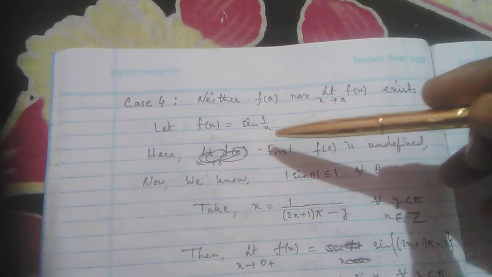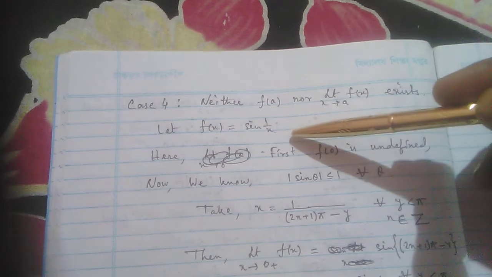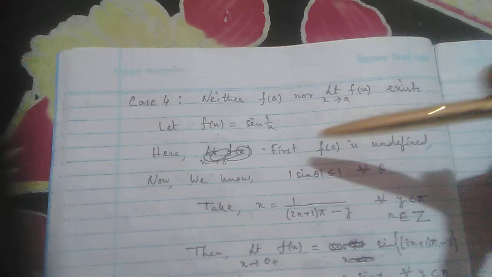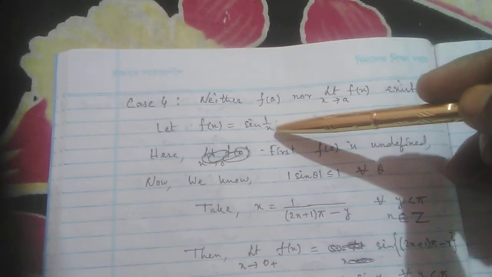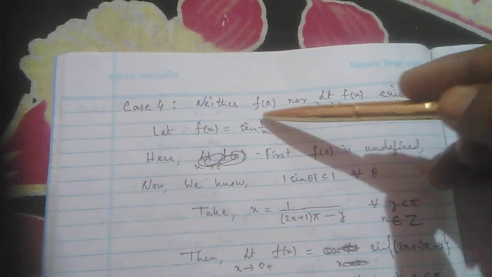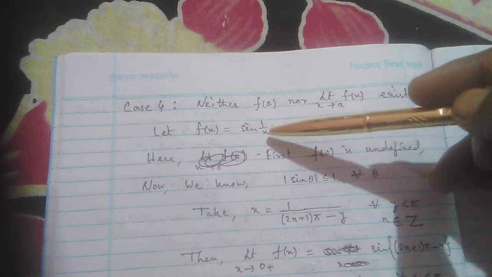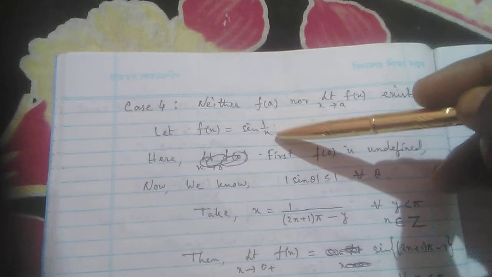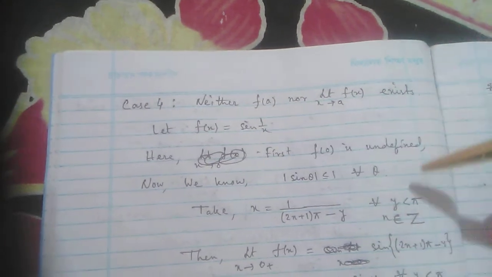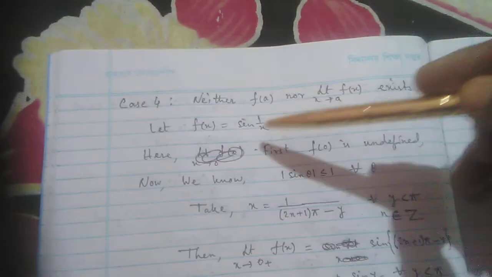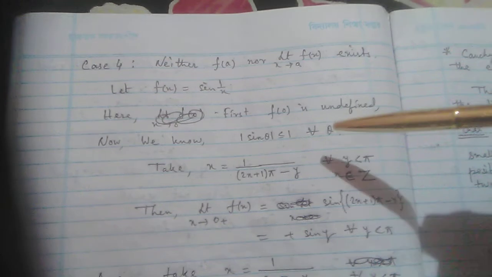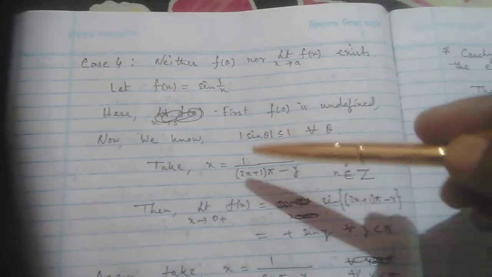if we search the function's limit at the point 0, we will first put x equal to 0, then it is undefined because sin(1/0), sin of infinity, is undefined. 1/x is actually undefined, so sine of an undefined value is undefined. That's why f(0) does not exist.